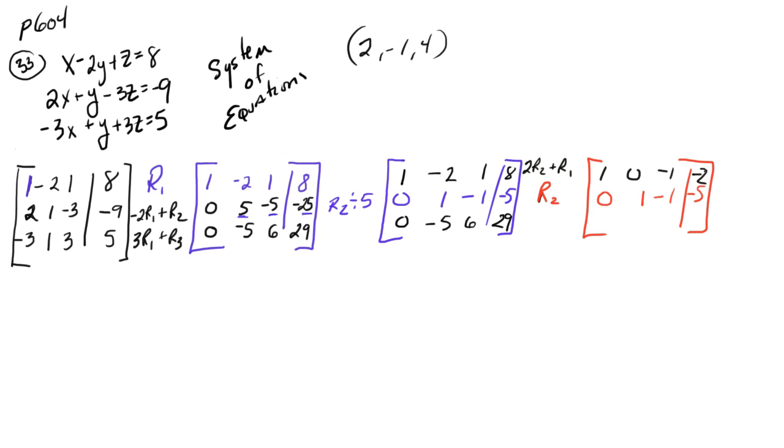To get rid of a negative 5, I need positive 5. So it'd be 5 times row 2 plus row 3. 5 times 0 is 0. 5 and negative 5 is 0. Negative 5 and 6 is 1. Negative 25 and 29 is 4. That's what this equation at the bottom says, where this would be x's, y's, z. So this says to me z equals 4, which is what it's supposed to.